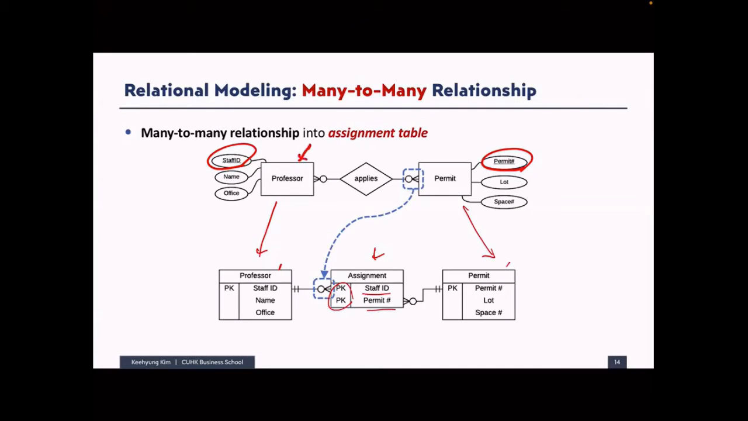And for the cardinality, from the professor's perspective, the permit's cardinality, simply bring it here. And from the permit's perspective, the professor's cardinality, simply bring it here. And then for the rest of the cardinality, you simply put 1 and 1 like this. Then you can translate any many-to-many relationship in the ER diagram into a relational model like this. So that's what you can do when you have a many-to-many relationship in the ER diagram.